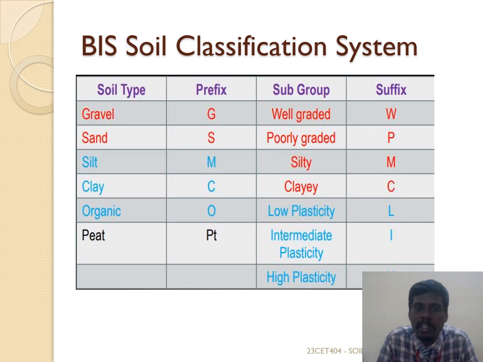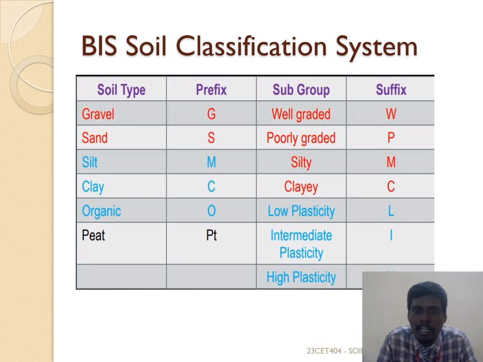The next subgroups are well graded, poorly graded, silty and clayey, that means W, P, M and C. The next three are based on plasticity. Based on plasticity, the soil is low, that means L, intermediate, that means I, and high plasticity, that means H. So the left side prefix is gravel and sand, and the right side suffix is W, P, M and C. Based on that, the soil should be categorized.